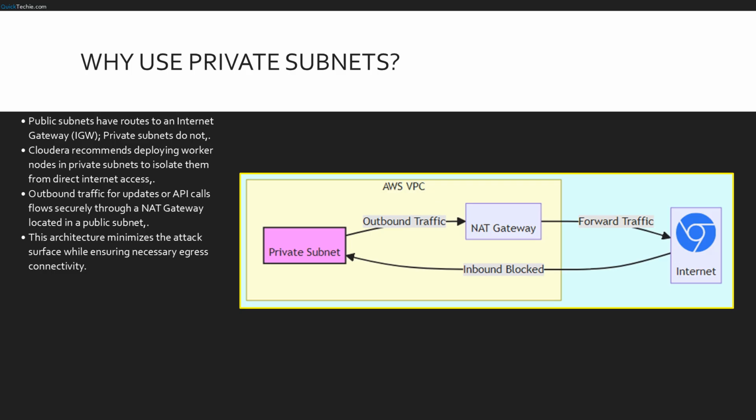This flowchart demonstrates the security flow. On the left is the internet. Notice that direct inbound access to the private subnet is blocked. There is no path. However, when a node in the private subnet needs to communicate out, it sends traffic to the NAT gateway. The NAT gateway, sitting in a public area, forwards that traffic to the internet and routes the response back, ensuring a secure, egress-only workflow.